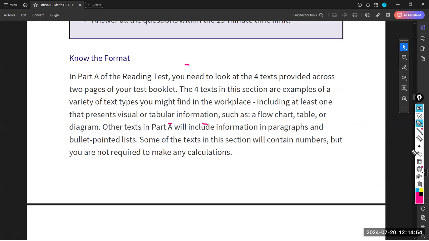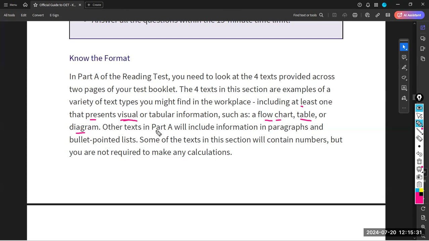Now, the passages that we will have in part A include at least one that presents a visual, or maybe just a table. So a visual is just like a drawing, just like a diagram. Maybe the diagram is going to be a flow chart, maybe a line chart, maybe a table chart, or even a pie chart, sometimes a column chart. So there is going to be at least one that presents a visual. You have to take a look at the drawing.